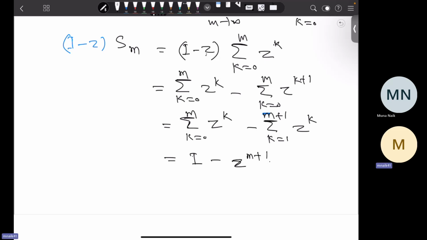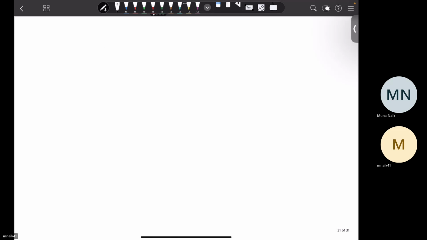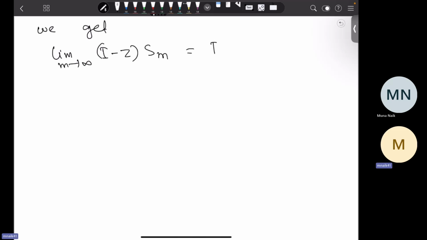Now I can take the limit as m tends to infinity on both sides. Taking m tends to infinity on both sides, we get the limit as m tends to infinity of I minus Z times Sm is equal to I.